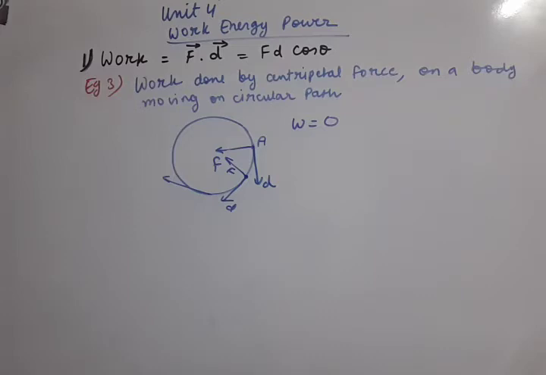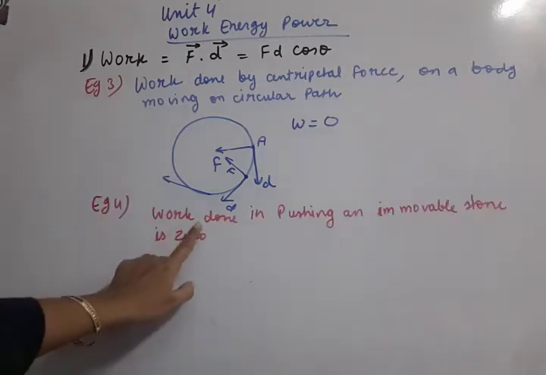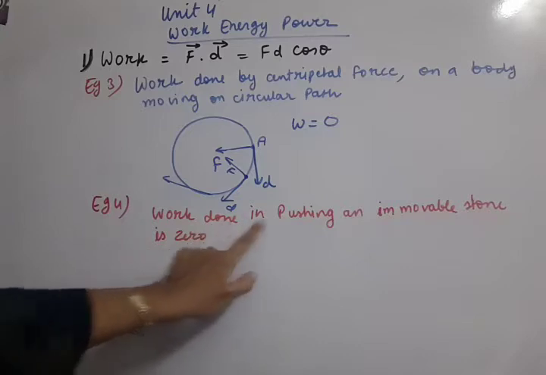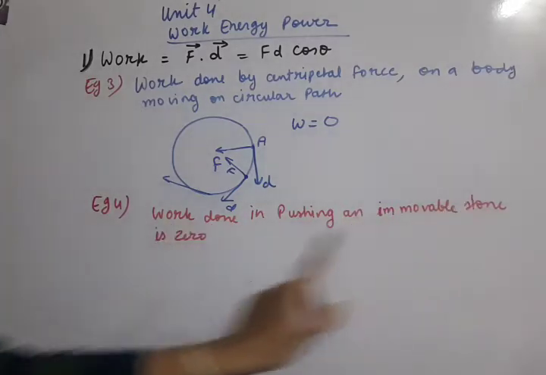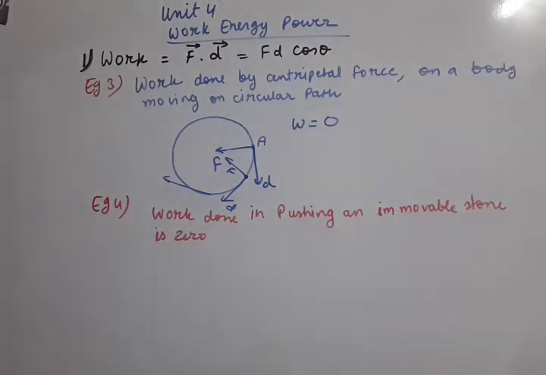Now it may also happen that somewhere we are applying the force but the object has not moved at all. The object is very heavy. So in that case, because displacement is 0, work is 0. So read this line for that statement: work done in pushing an immovable stone is also 0. So it can be like this.